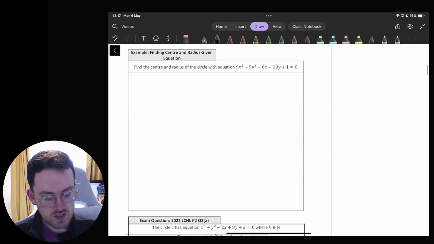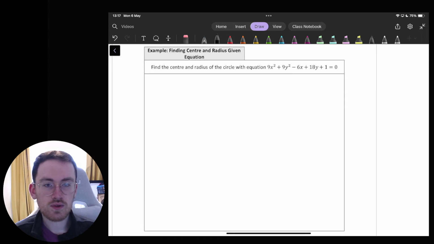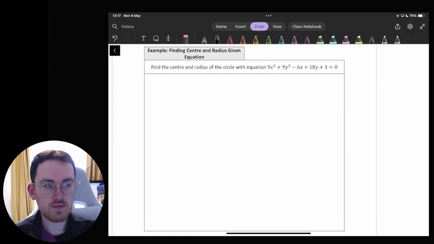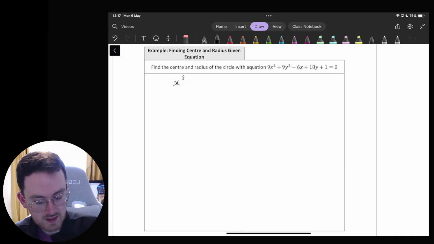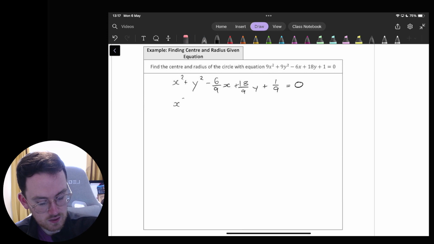So let's just look at this last example here, and then we'll get into some exam questions. Find the center and radius of the circle with equation 9x squared plus 9y squared minus 6x plus 18y plus 1. So as I said already, the first thing we want to do here is to eliminate that coefficient of 9, because only then can we apply what we know about this equation of the circle here. So 6 over 9x plus 18 over 9y plus 1 over 9 equals 0. And I can reduce these down a little bit as well. So x squared plus y squared minus 2 over 3x plus 2y plus 1 over 9 equals 0.